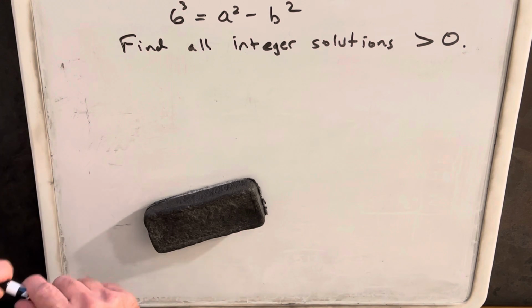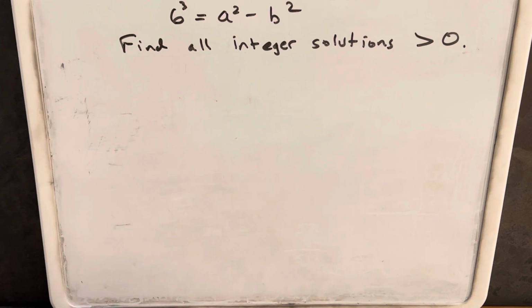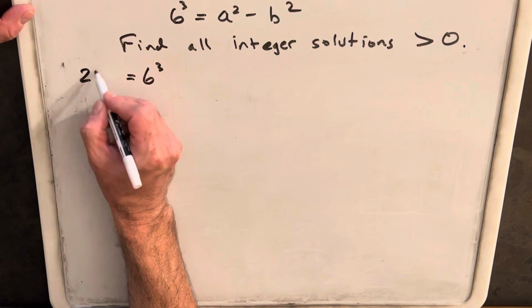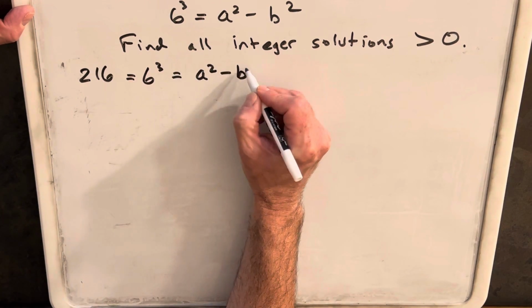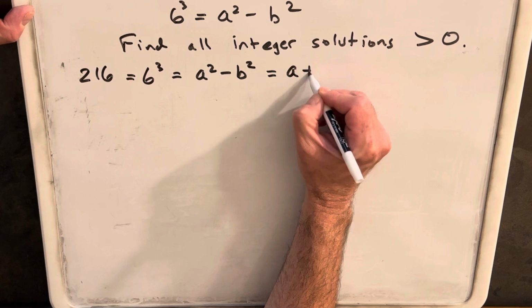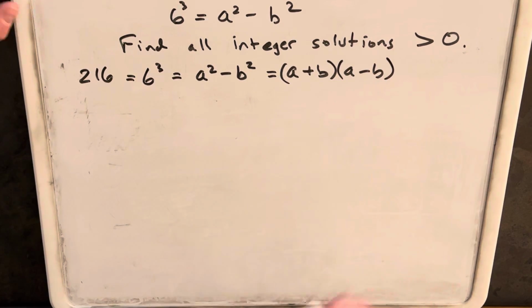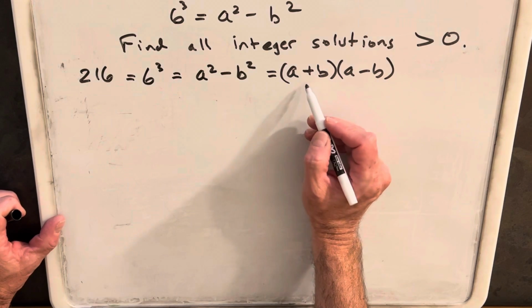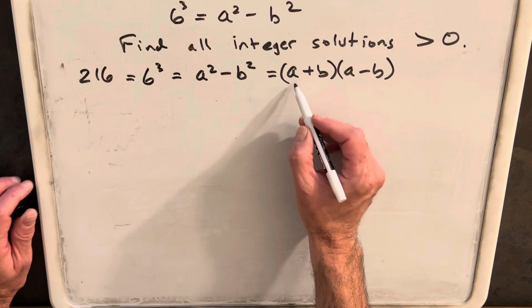And we'll start by noticing that we have 6 cubed, and we want to express that as a difference of two squares. I'll just mention that 6 cubed is the same thing as 216. And our difference of two squares can be factored as a plus b times a minus b. So because these are integers, we want two numbers that multiply to 216, okay?